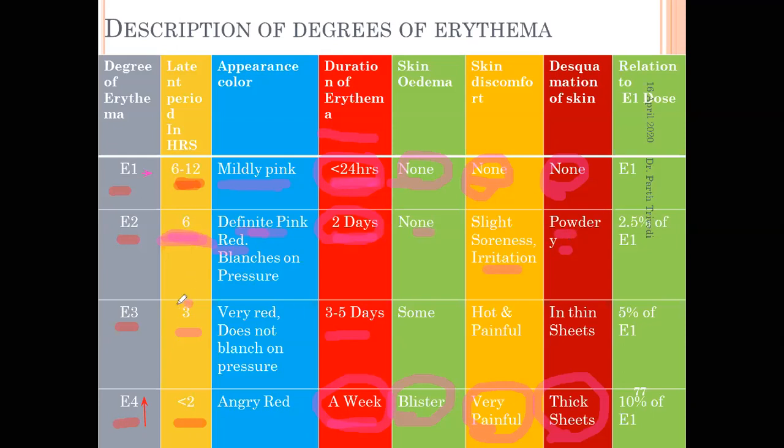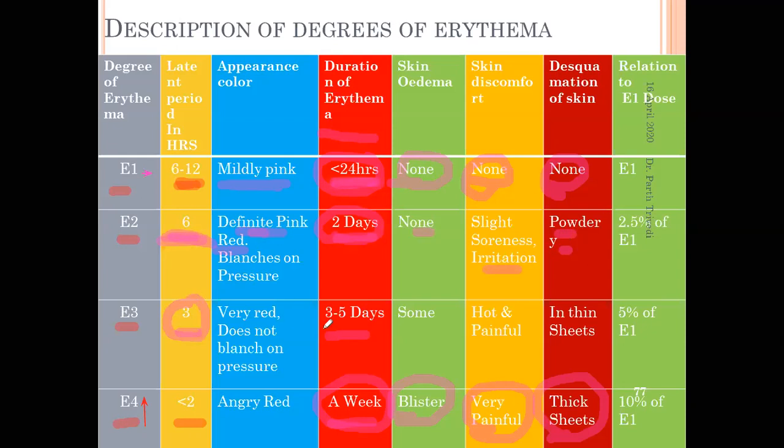E3, again we are increasing the dosage, so latent period is of 3 hours. So first E1 was 6 to 12 hours, E2 is 6 hours. So as we are increasing the dosage, the latent period is decreasing. Okay, so latent period decreasing, duration of erythema staying will increase. Clear? So E3 latent period is 3 hours.